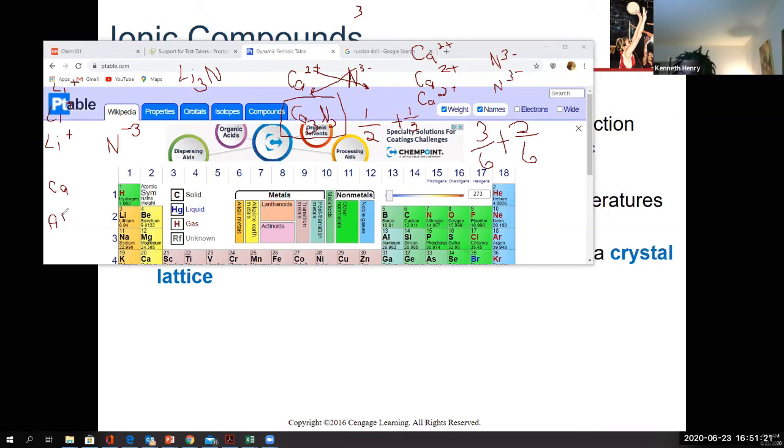Okay, so let's see, what about Al? Aluminum has a +3. Nitrogen is going to have a -3. So how many am I going to need then? 3 and 3? Doesn't +3 and -3 balance each other out? Yeah. So I'm just going to have Al and N, AlN. Piece of cake.